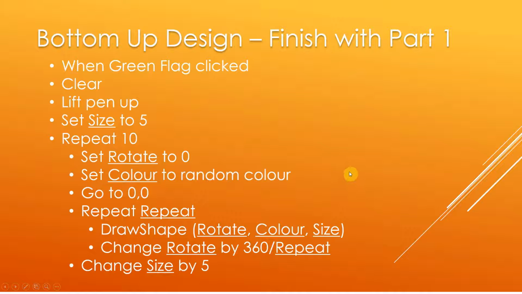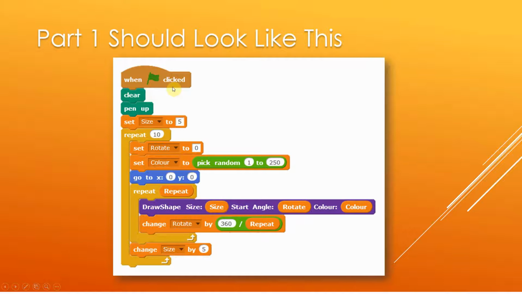If we've done this correctly, then our code should look like this. We've got when green flag clicked, clear, because we want to clear the stage before we run it every time. Pen up to make sure we don't draw on the stage while we're moving the pen around. Set the initial size of your polygon to 5, then we repeat 10 to draw 10 of the polygons. We set the rotate to 0, set the color to a random value between 1 and 250. We go to x0, y0, which is the middle of the stage, and then we repeat however many times the user set on the variable monitor for us to repeat the shapes.